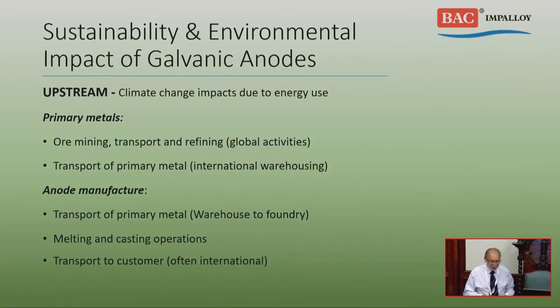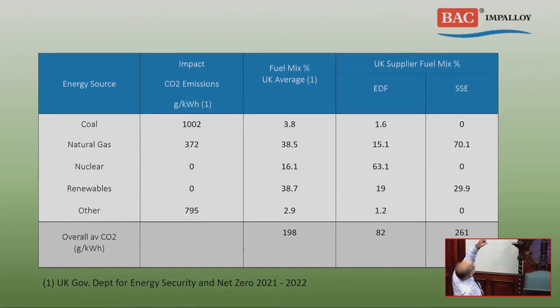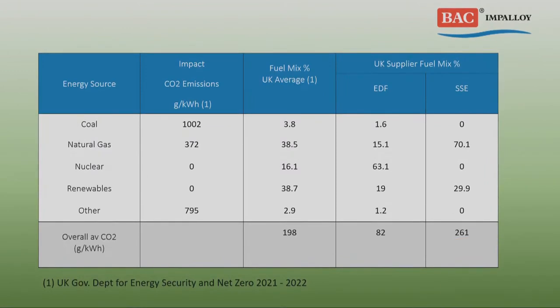So what can the anode manufacturer do? Because that's the only control we have. We can't change anything else. Well, the UK government tell us what the impacts of energy impact is, and the fuel mix on an average. UK suppliers have to publish what their fuel mix is in the same format. And you can see that from the average, I've picked out 2 random suppliers in terms of overall CO2 impacts. They can be very different.